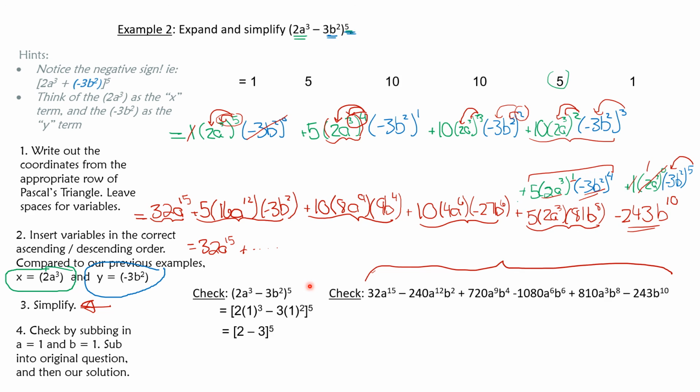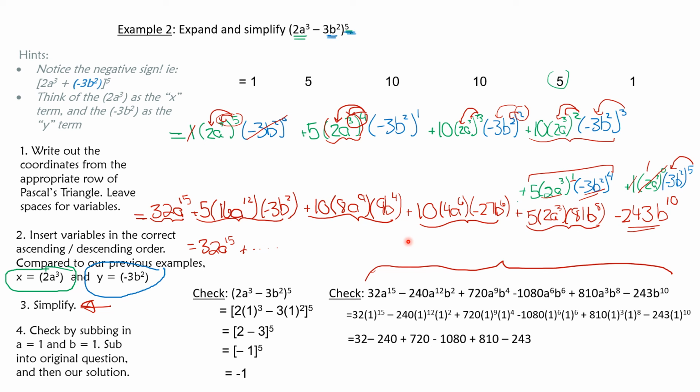And then simplify that. 2 minus 3 is negative 1. The power of 5 is just negative 1. Now I want to check my answer, all the stuff that I wrote out here. Right? I want to see if this is right here. So I sub in a 1 everywhere. Looks like that. Tidy it up a bit, and then I'm getting out my calculator, and I get negative 1. So we know our answer is correct.